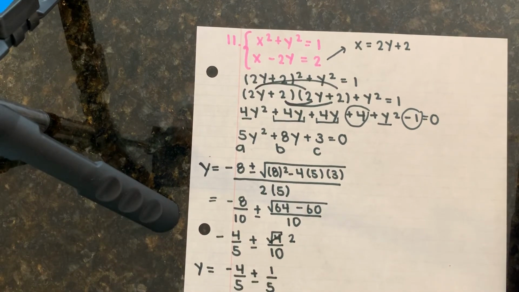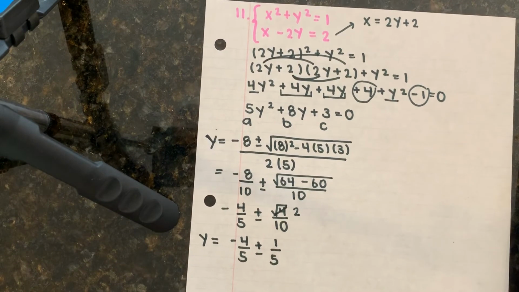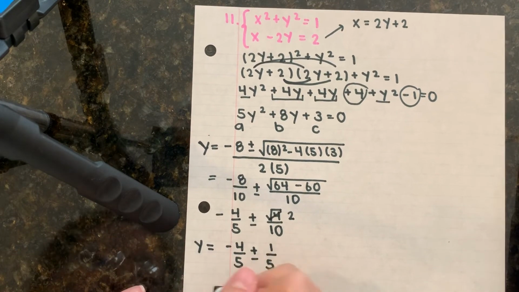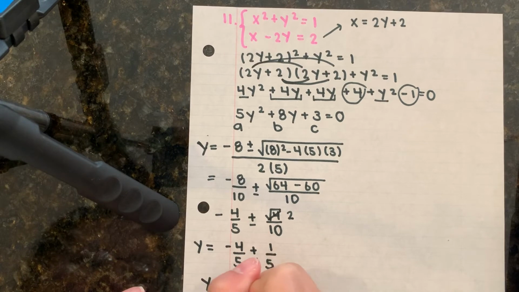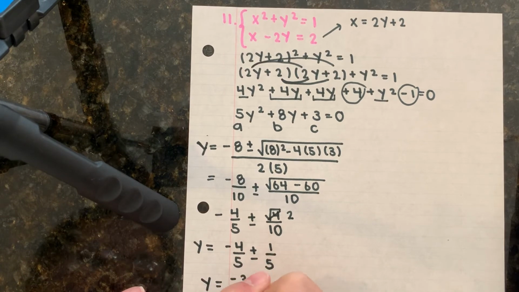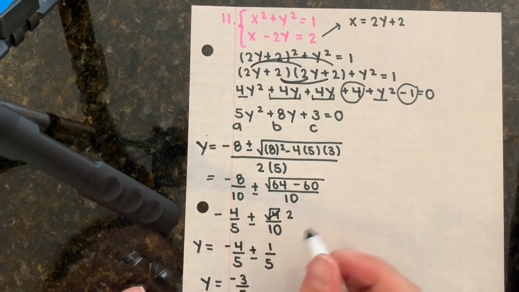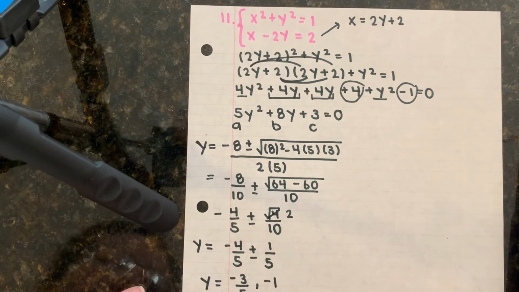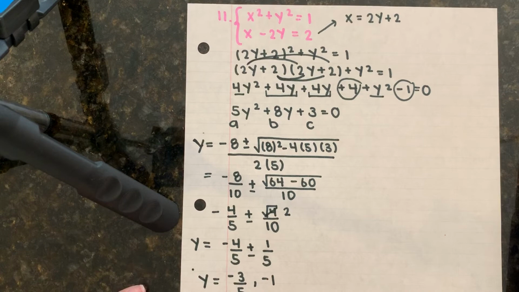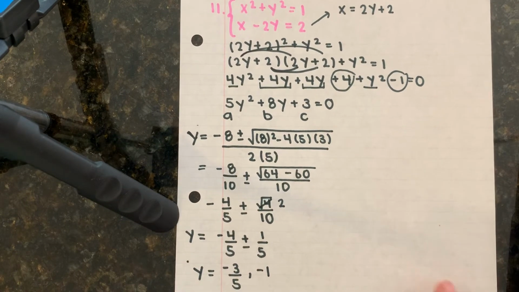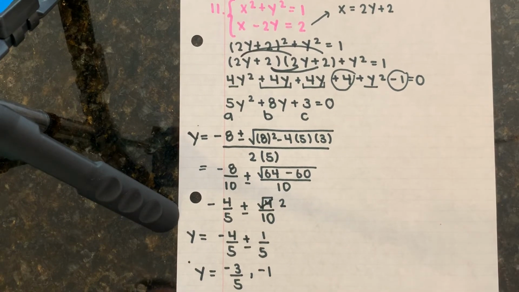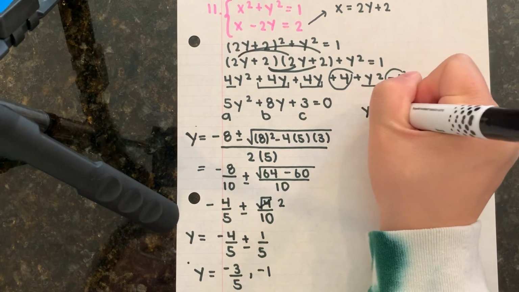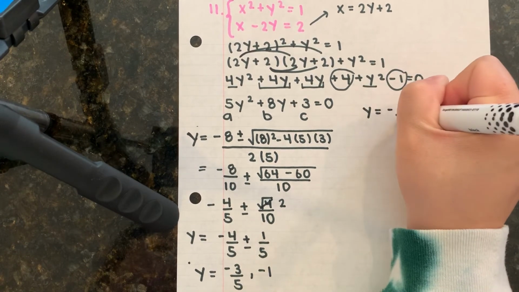And that means we can actually get 2 answers for this. When I add negative 4 plus 1, that's going to be negative 3 over 5. And when I add negative 4 over 5 minus 1 over 5, that would be negative 5 over 5, which would be negative 1. So these are your answers for what y is equal to. But then you need to solve for what x is equal to. So you're going to start with solving for when y is equal to negative 3 over 5.